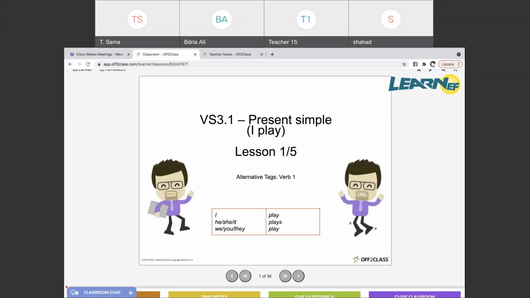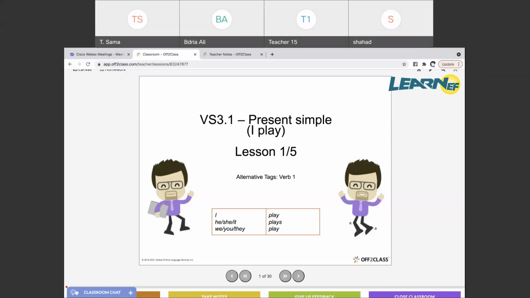Now, tenses in English are basically periods of time, فترات زمنية, that determine, بتحدد, how the verb is supposed to look in the sentence. كيف الفعل لازم يكون شكله بالجمل.